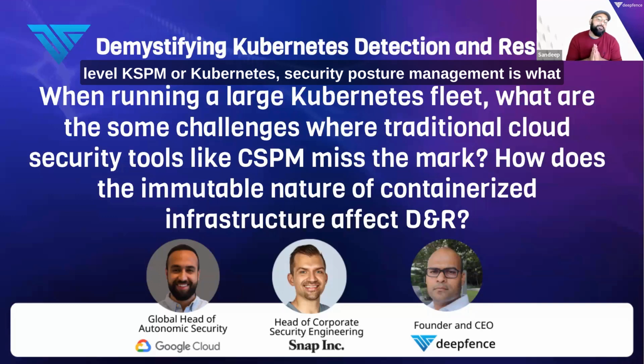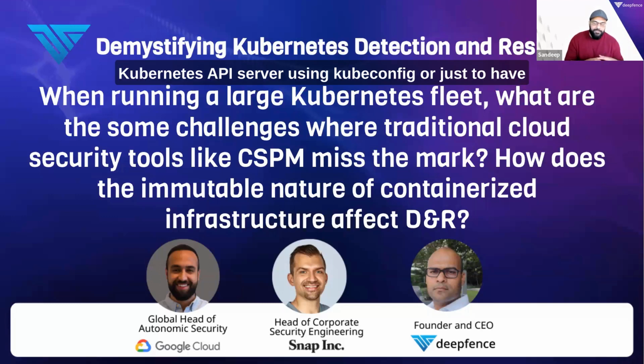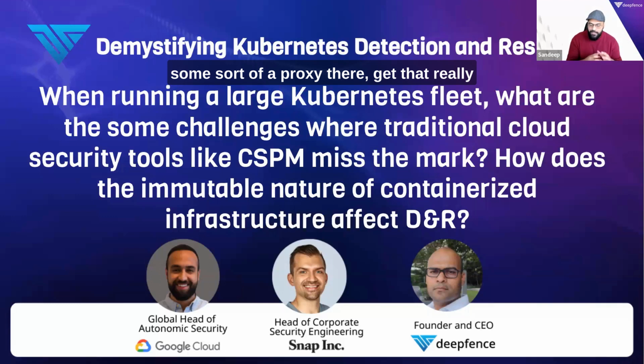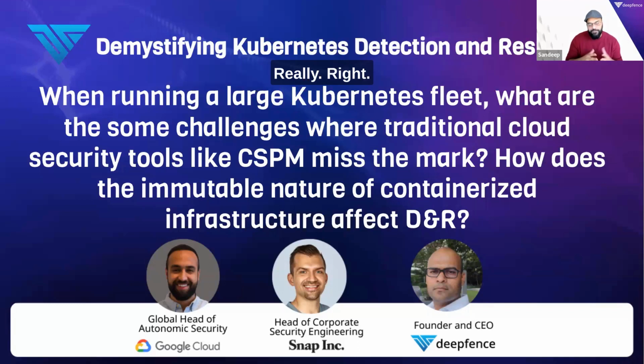KSPM, or Kubernetes Security Posture Management, is what is needed to query the Kubernetes API server using kubeconfig, or some sort of proxy, and get that really low-level data about the Kubernetes components themselves. We talked about RBAC and EBS policies and stuff like that.